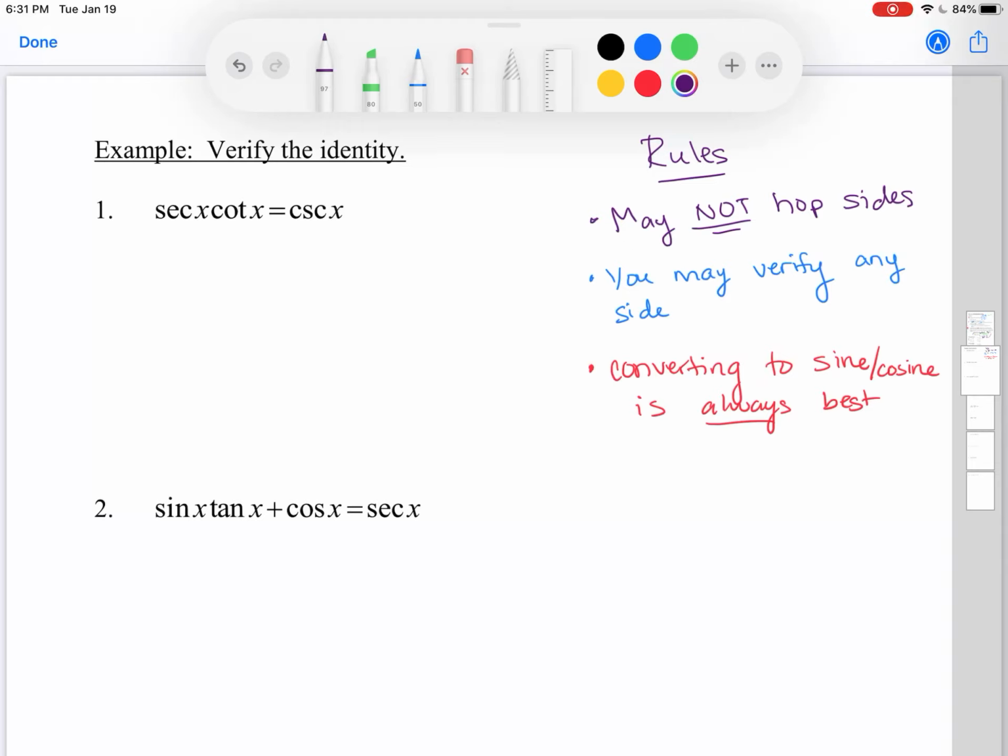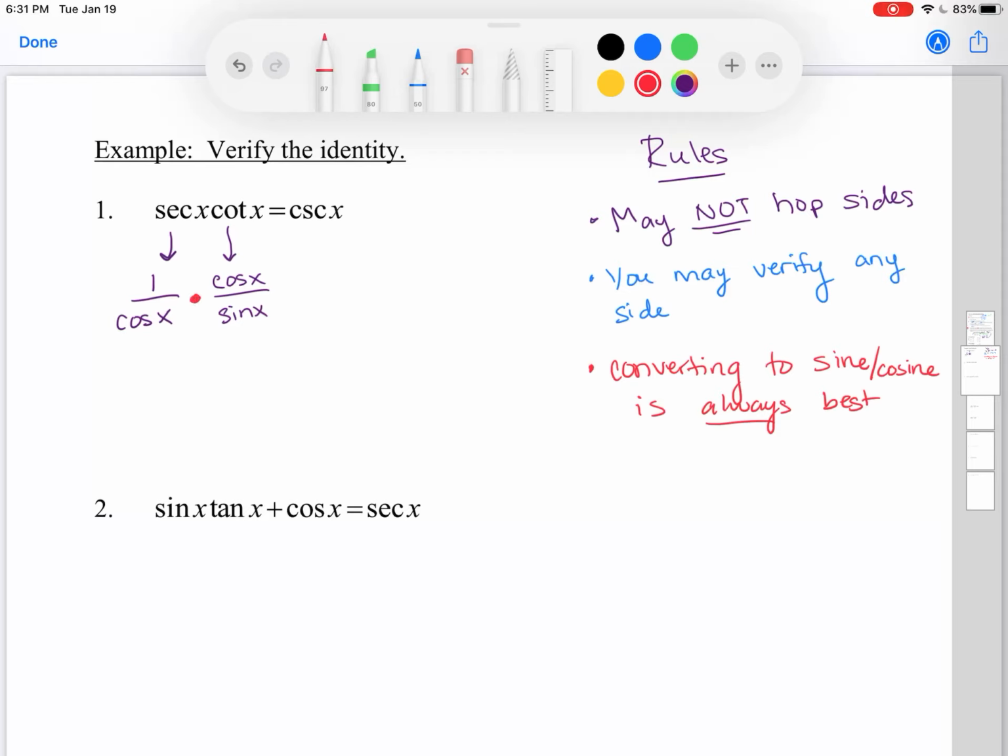Okay, and I'm going to use one of my rules. So secant x times cotangent x. First thing, I want to convert. Every single time you can, just convert. So secant x is the same as 1 over cosine x. And whatever angle you start with, in this case our angle was called x, just keep it throughout your work. Sometimes it'll be x, sometimes it will be theta. So I'm going to convert secant x into 1 over cosine x. And then cotangent x is going to get converted into cosine x over sine x.